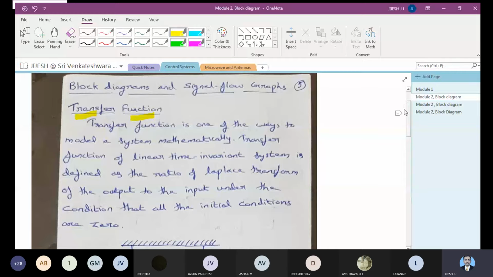So all of you write down module 2. Module 2, block diagram and signal flow graphs. So the first thing we are going to study here is about transfer function.